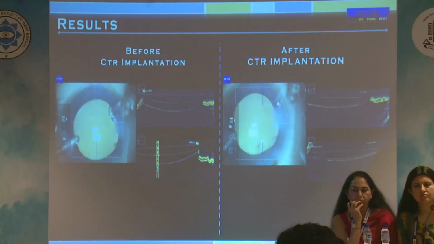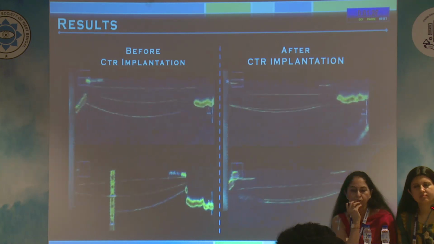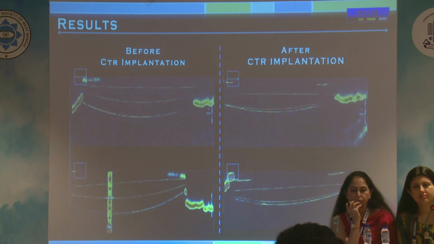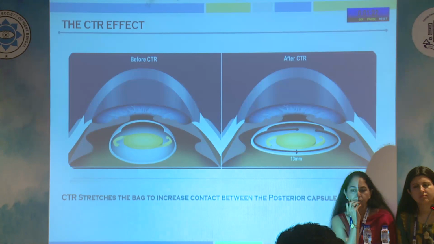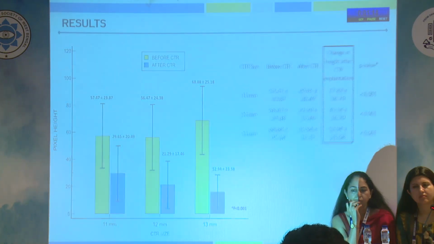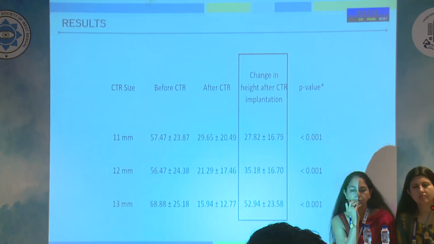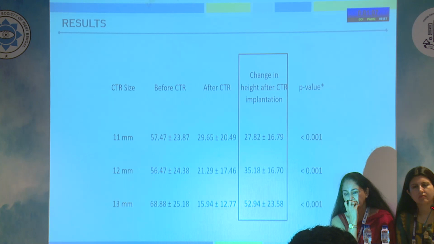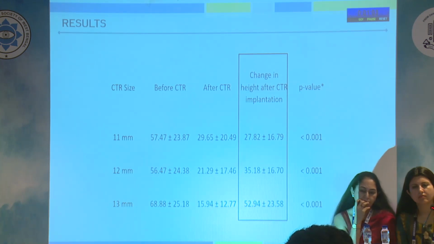Comparing these two scans, you would notice that after a CTR implantation, the contact is much better as compared to pre-CTR implantation, as we see in this scan when we compare the two. What the CTR does is stretch the bag to increase the contact between the posterior capsule and the IOL, and that's exactly what we found in our results, where a CTR of a higher size, say 13, gave a higher contact. The difference was around 50 pixel density here as compared to 11, but there was an improvement with all three sizes.